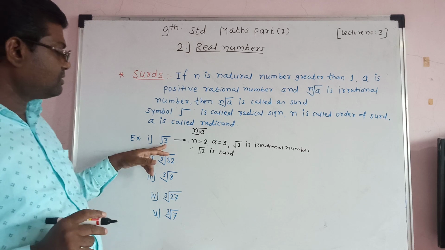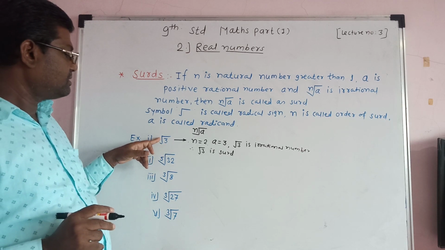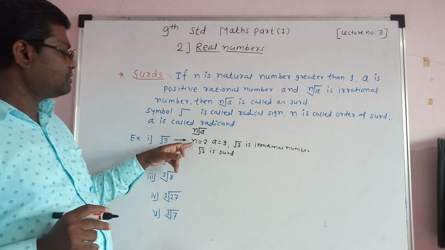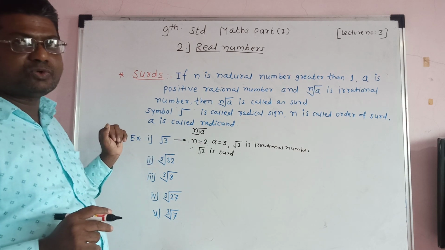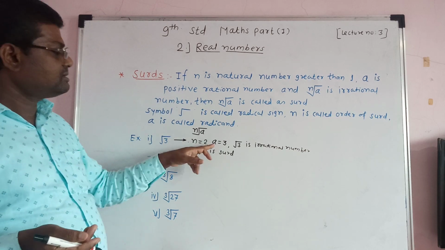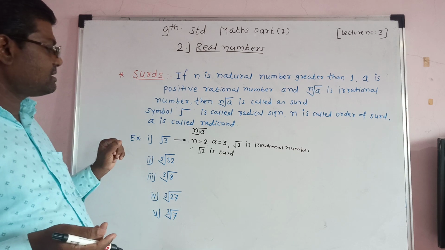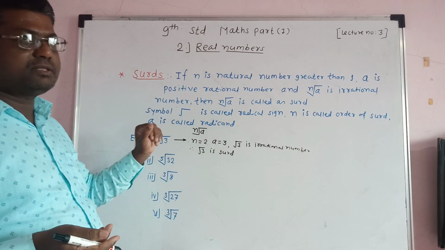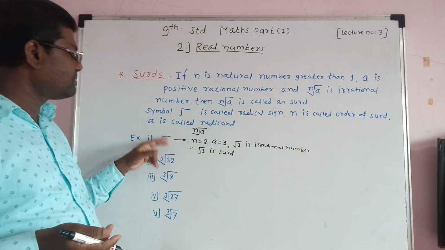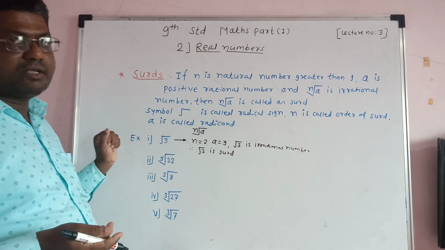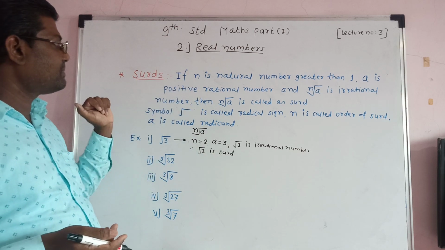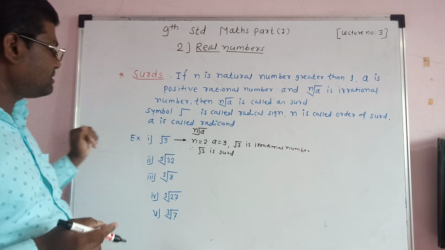Let us see in root 3, the order is 2, so n is equal to 2. n should be greater than 1, and here n is equal to 2. a should be a positive rational number, here a is equal to 3, which is a positive rational number, and root 3 is an irrational number. Then according to the definition of a surd, root 3 is a surd.